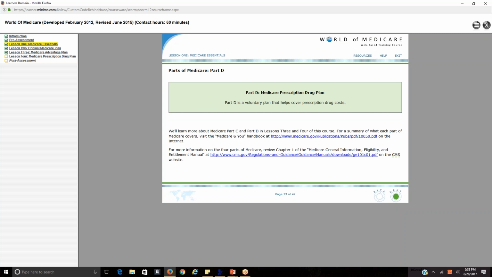Medicare Part D is a voluntary plan that helps cover prescription drug costs. So if you have a Medicare Part B patient, and that Medicare Part B is not going to cover prescription drugs, they would have to elect to voluntarily pay an additional premium for the Medicare prescription drug plan. Okay? However, if you have Medicare Part C, more than likely the prescription drug plan is going to be covered under your Medicare Part C.